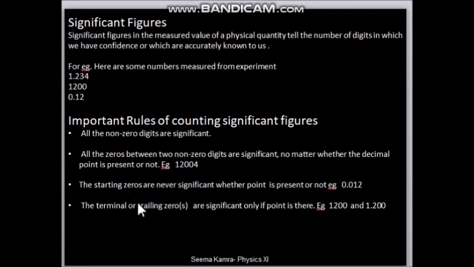Then here we have two rules about starting zeros and trailing zeros. Starting zeros are never counted. Okay, and trailing zeros means last zeros, terminal zeros. These are counted only when the point is there. So we will understand all these rules with a few more examples.